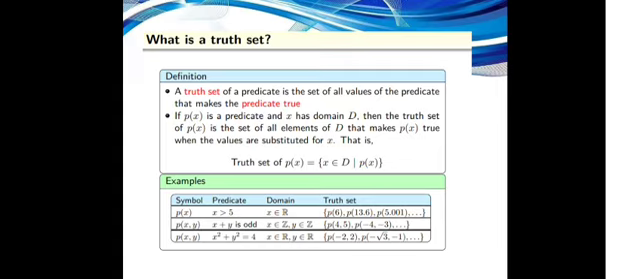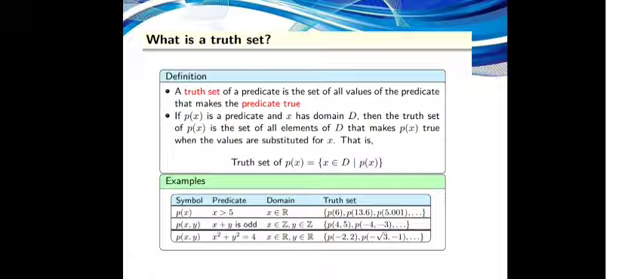The next one is the truth set. A truth set of a predicate is the set of all values of the predicate that make the predicate true. If P of x is the predicate and x has a domain D, then the truth set of P of x is the set of all elements of D that make P of x true when the values are substituted for x. That is, the truth set of P of x is equal to the set of all elements x belonging to the domain D such that P of x holds. And below I have stated some symbols, predicates, domains and truth sets.